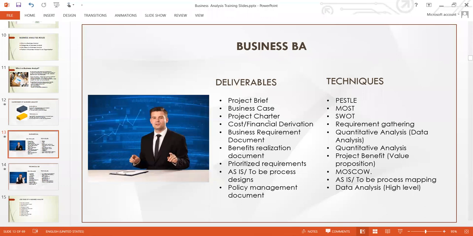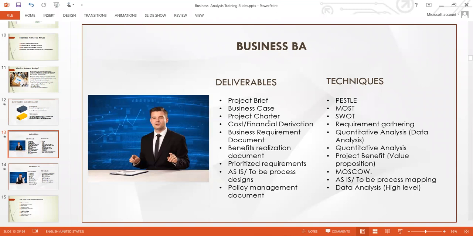Cost and financial derivation. As a business analyst, any solution that you are recommending for the organization, you need to break down the cost and financial analysis. You need to do the cost-benefit analysis. You need to show them that this is the cost of this, how much it's going to take to implement every solution you are recommending. You can't just say, I think ServiceNow is good. Or you say, I think it's better to implement Salesforce CRM to Microsoft Dynamics. You need to break it down.